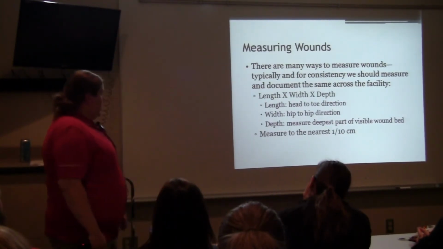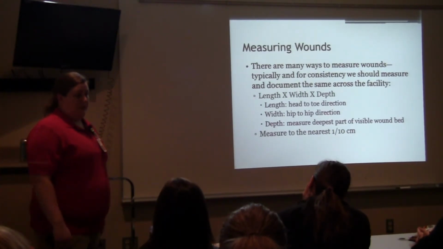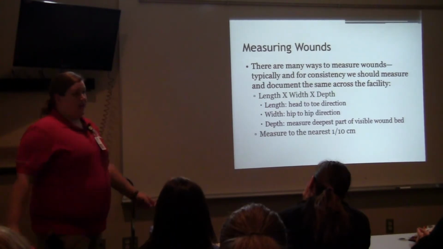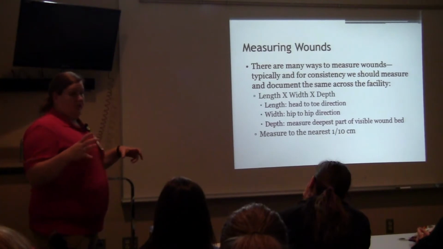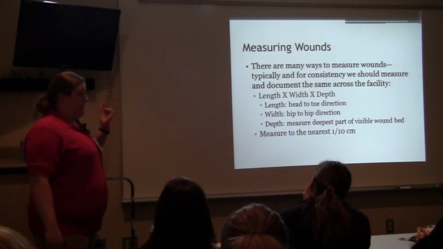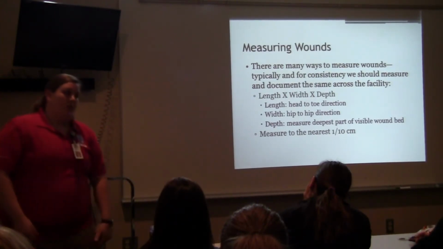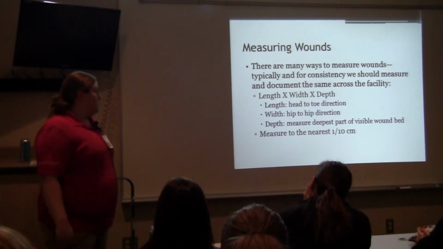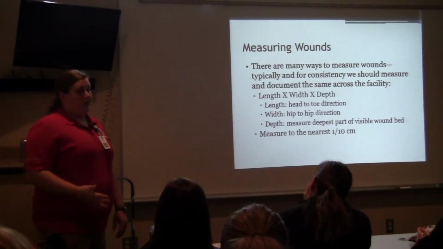When we're measuring wounds, there are about 1 million ways. If you research how to measure a wound, you're going to find a ton of different ways. There's a head to toe way. There's longest width to longest depth, longest width to longest length. You can go through that. So for consistency, and probably the most widely used, length would equal head to toe. Even if the wound is like this, you're going to measure head to toe, and then width is going to be hip to hip. So try to think of that as your axis, and then your depth is obviously the deepest part.